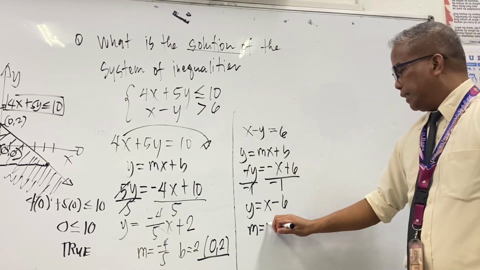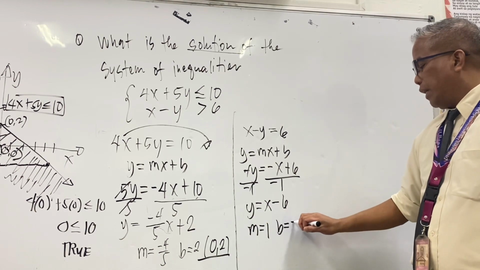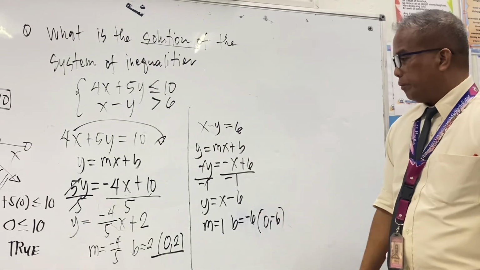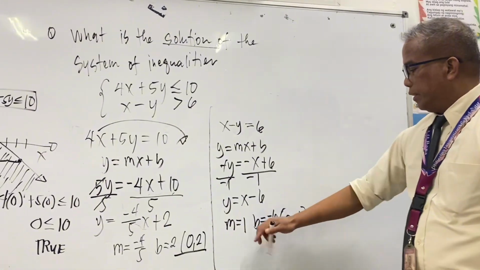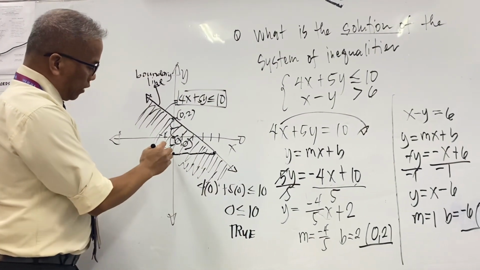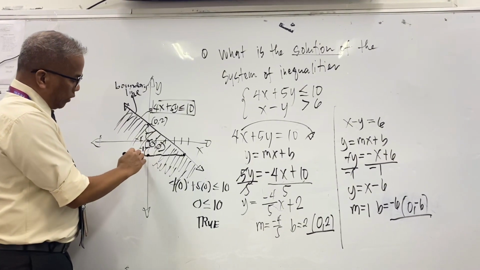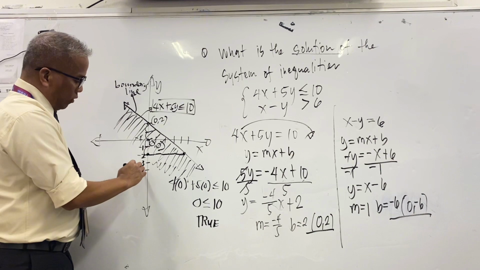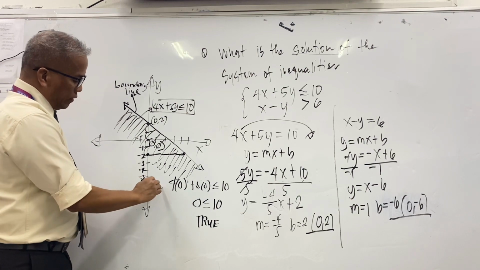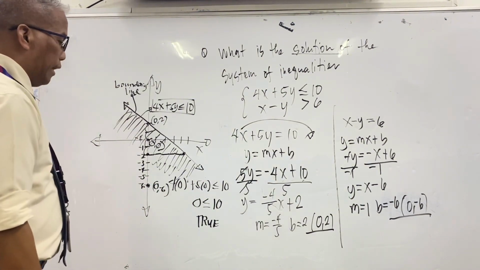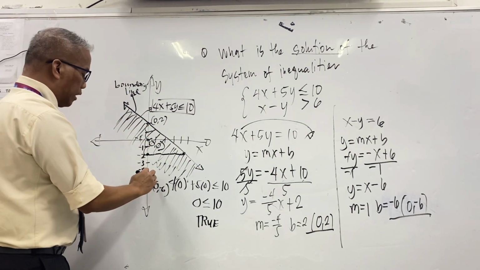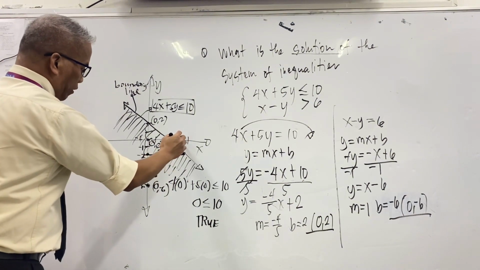So m equals 1, b equals negative 6. So the point will be 0, negative 6. Now, let us plot this point. Again, I will use the same graph. So this is negative 1, negative 2, negative 3, negative 4, negative 5, and negative 6. So 0, negative 6 is here. And then the slope is 1. 1 unit up, then 1 unit run. So somewhere here. Now we will connect.